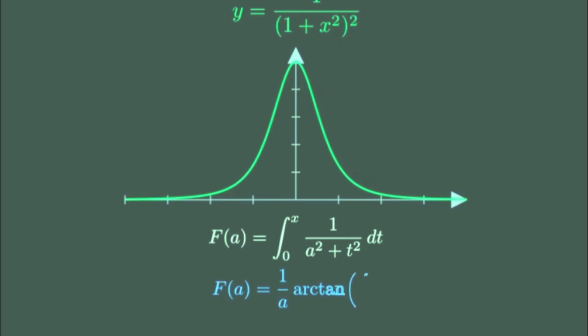The integral of 1 over a squared plus t squared is a standard form. It equals 1 over a times the arctangent of t over a. So f of a equals 1 over a times arctangent of x over a.